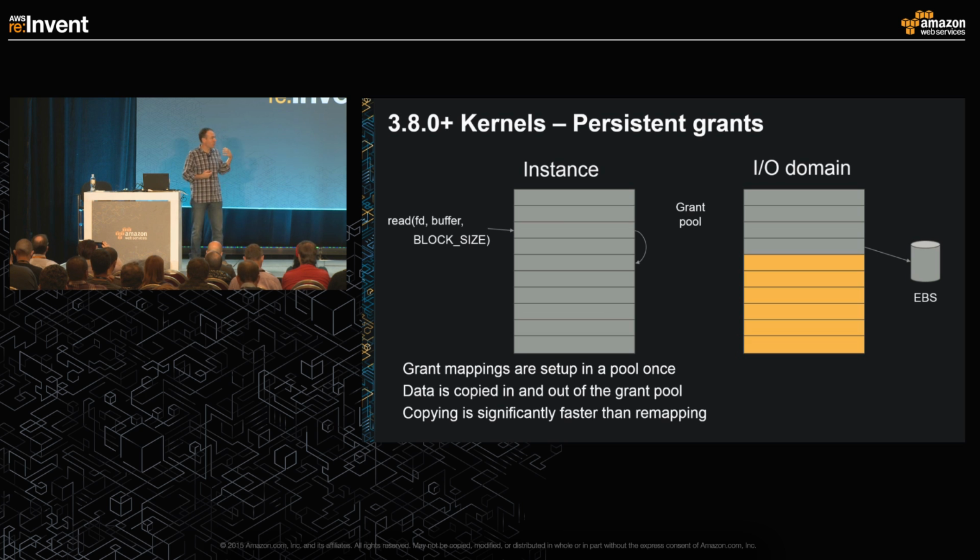And the amazing thing about this is we've seen significant IOPS and latency improvements, depending on the instance type and the volumes that are going underneath it, almost double when using this method as opposed to doing TLB flushes for every single IO.